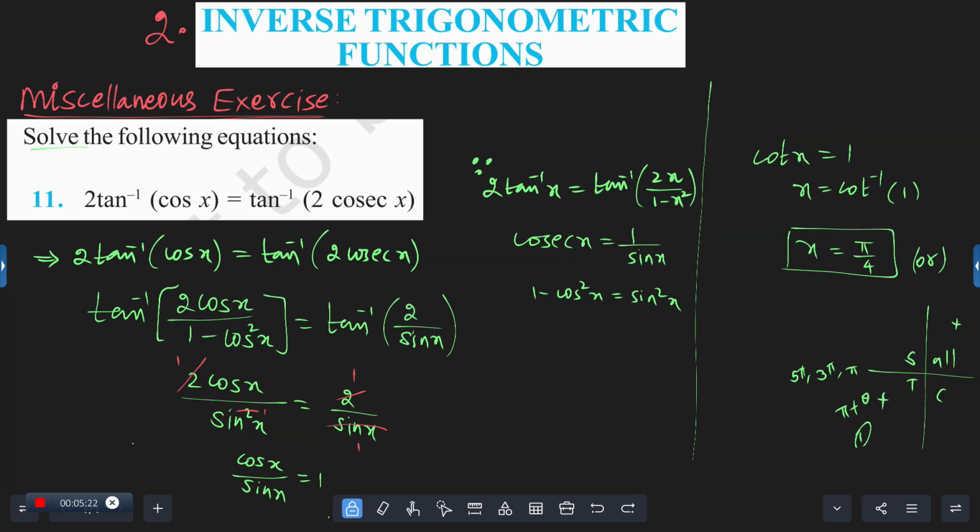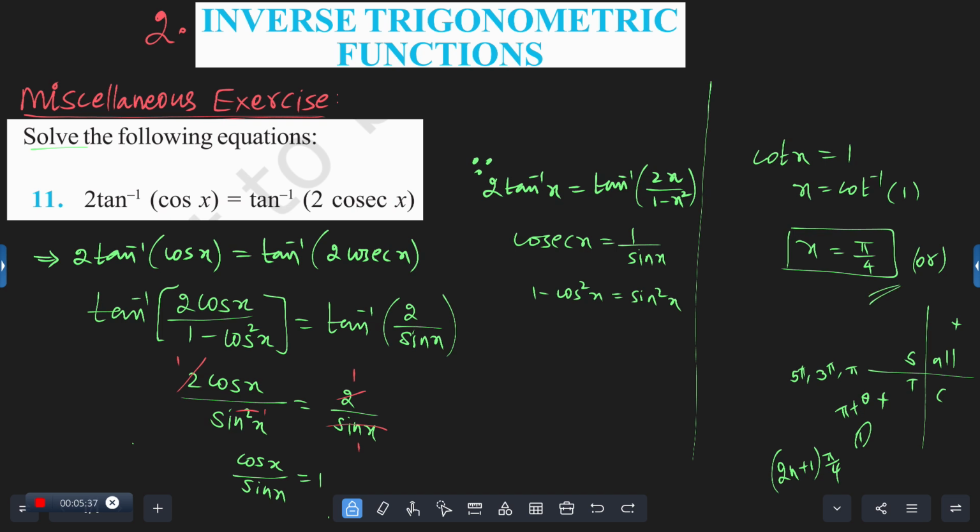It means 2n plus 1, into pi by 4. Okay, into pi by 4. In all these places, you will be getting 1. If you want to give this, you can give. Or else, if you feel it is extra, you can stop here.